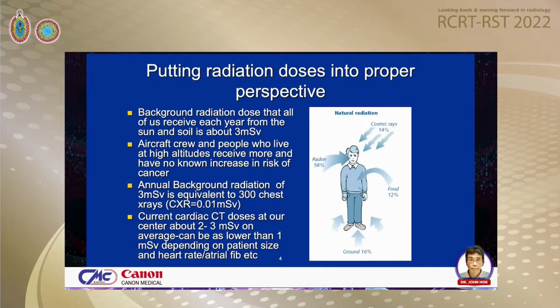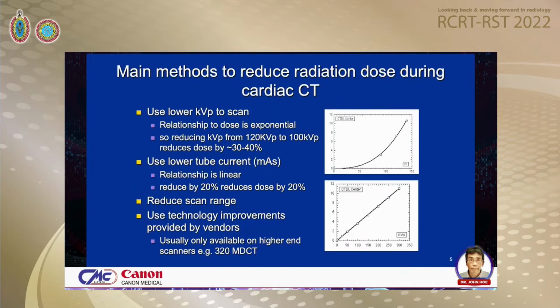The main methods to reduce radiation dose during cardiac CT is firstly, lower the KVP. The relationship of KVP to dose is exponential. So by reducing the KV from 120 to 100 KVP, reduces the dose by 30 to 40%. Similarly, if you reduce the dose from 100 to 80, the dose drops quite a lot.